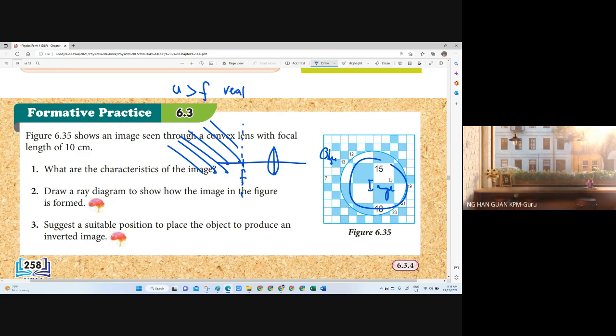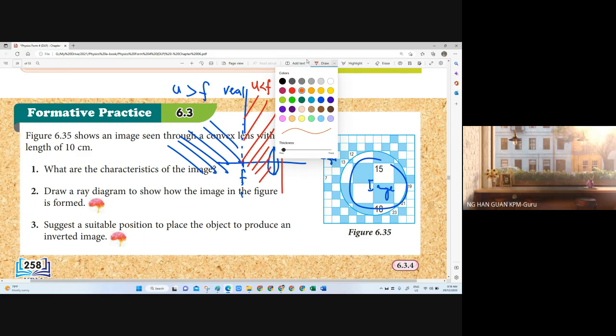When on the other side here, the object is located less than f, so your image will be virtual. All right. When the object is located at f, you have no image, the image is at infinity.